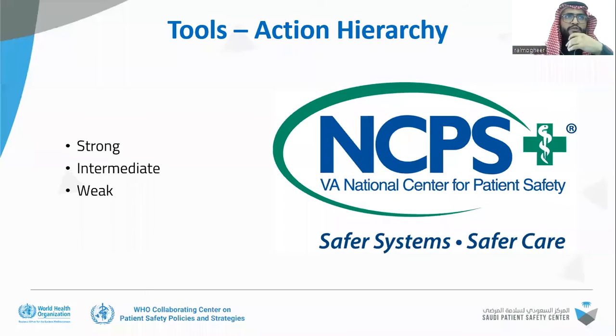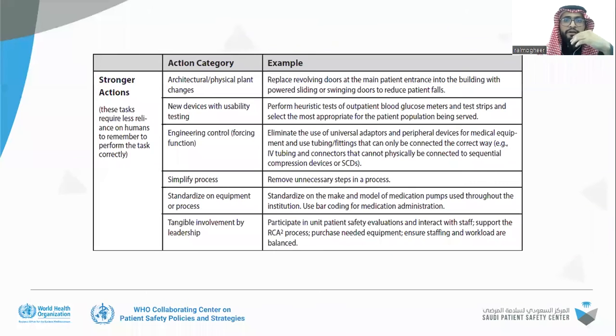The action hierarchy tool categorizes the actions into three categories: strong, intermediate, and weak. They are based on the human reliance. So the stronger the action is, the less human reliance is.